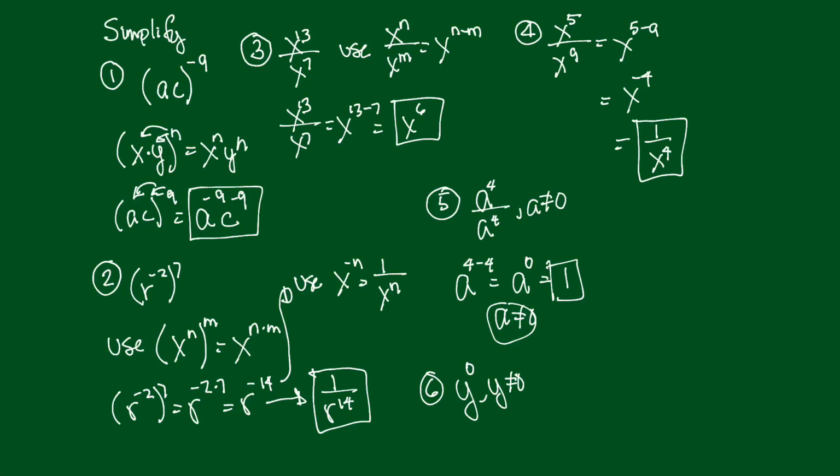Now number 6, we want to simplify y to the 0, and we're given that y is not 0. By definition, as long as that base is not 0, we're going to say that y to the 0 is 1. Now, number 7, we're just putting a little bit more together. We've got 5 times y to the 0, and we're given here that y is not equal to 0. So if y is not equal to 0, that means we have 5 times 1, which is 5.